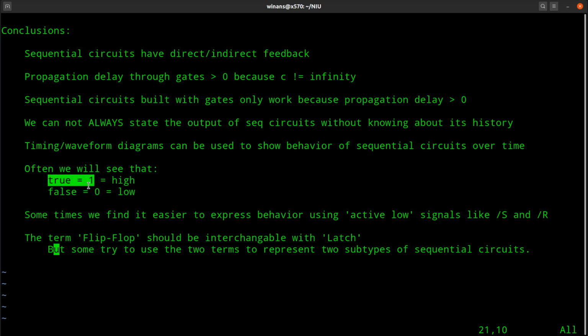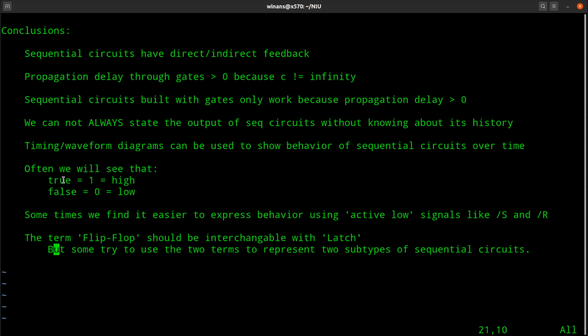A true is usually a 1, which is usually high on a waveform diagram or a timing diagram. False usually is represented by a 0, which is usually shown by a low signal on a timing diagram. I have to say "often," because there are systems that use what we call negative logic, where all of a sudden true is always represented by a 0 and it's always a low line on the timing diagram. I won't do that in this class.